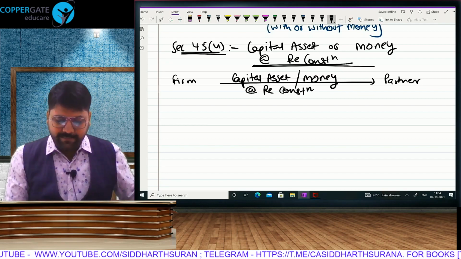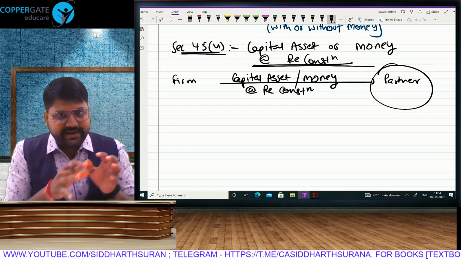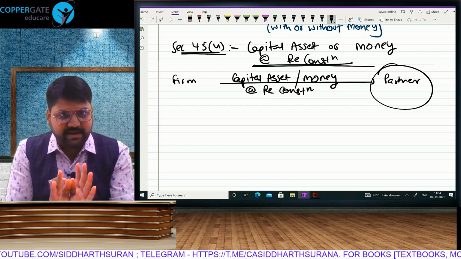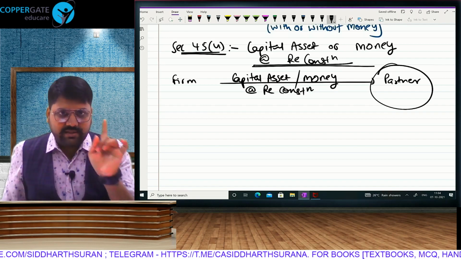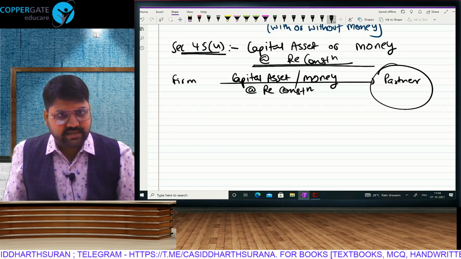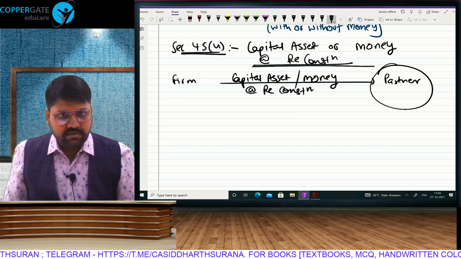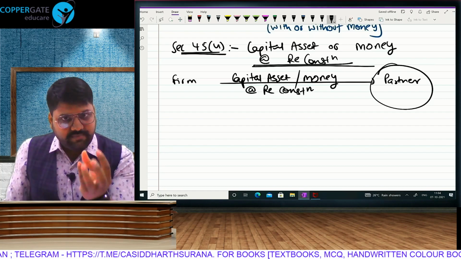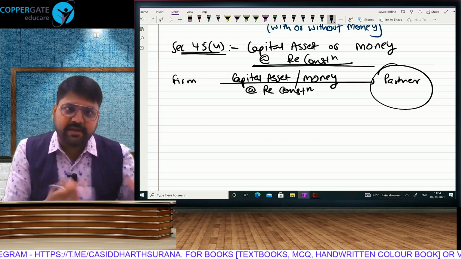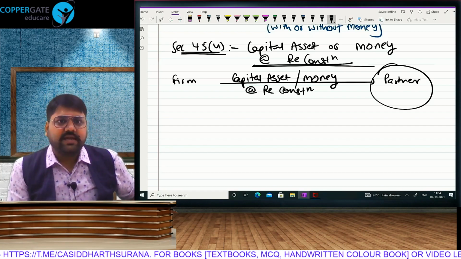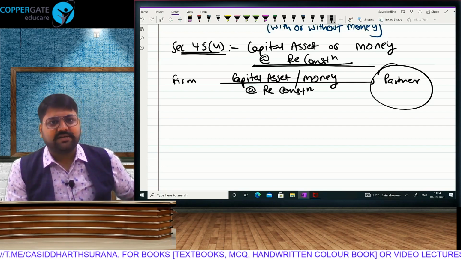I am a partner in a firm. I decide to leave the firm. That becomes a case of retirement. The other partners are continuing. That means it becomes a case of reconstitution. So the share in my account, my remaining capital balance, the firm will pay me and then I will go, no? Take an example. What is the balance in the partner's capital account?